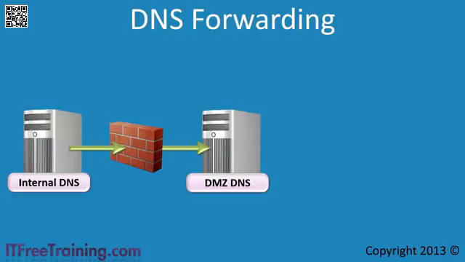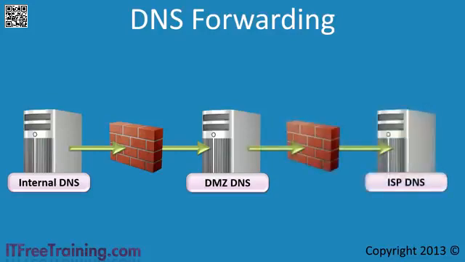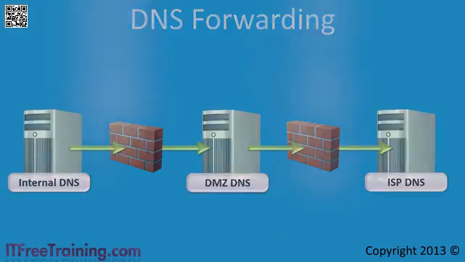This DNS server will generally forward the DNS requests again to the ISP's DNS server. This means that only the DNS server on the DMZ has direct access to the Internet. If the DNS server on the DMZ were to become compromised, the attacker would not have access to the DNS records used on the internal network. The only DNS records they have access to would be cached DNS records stored on the server.